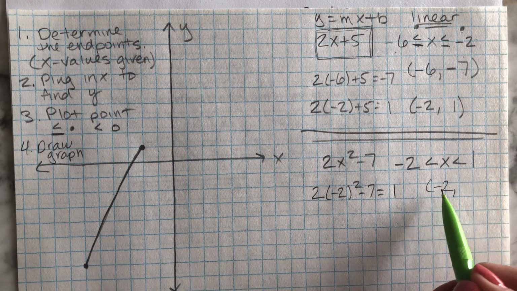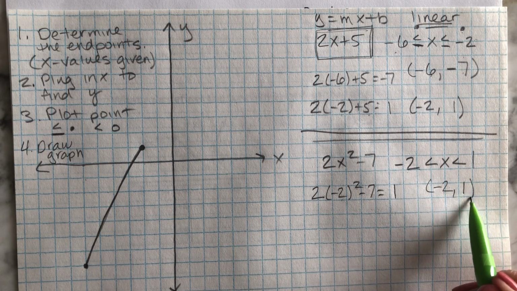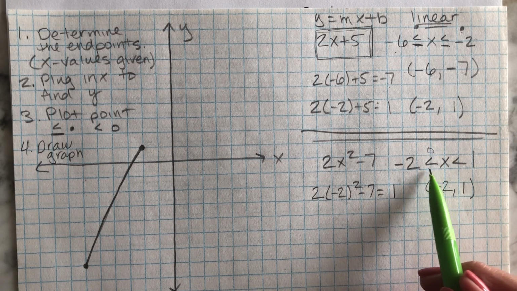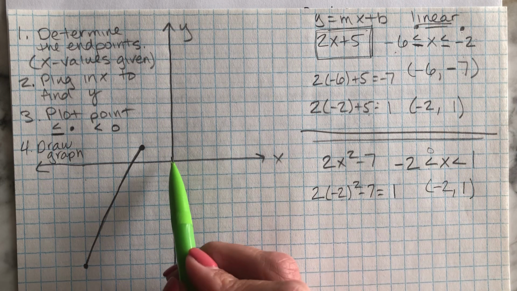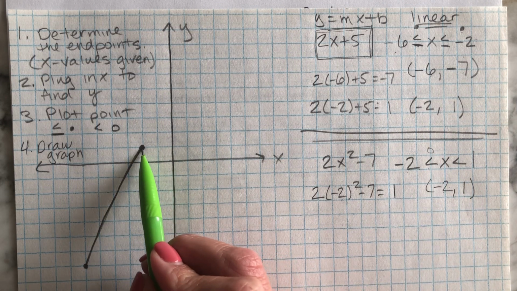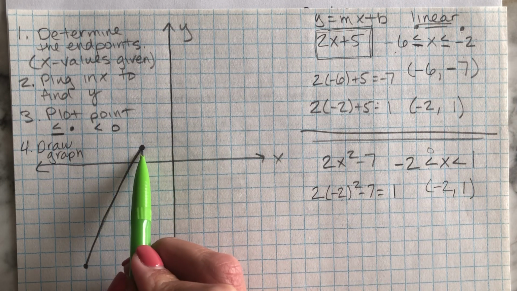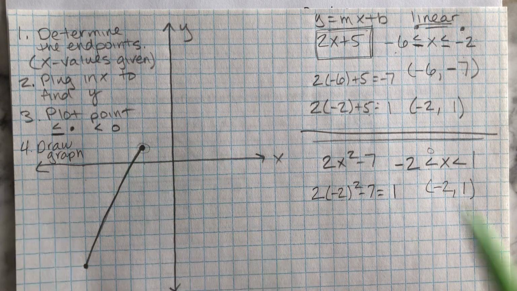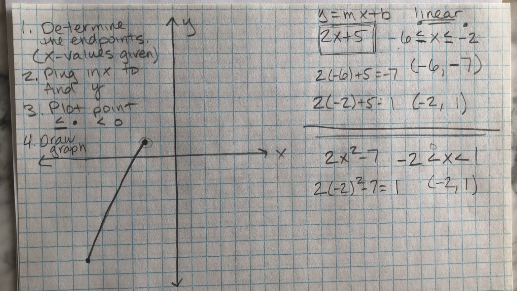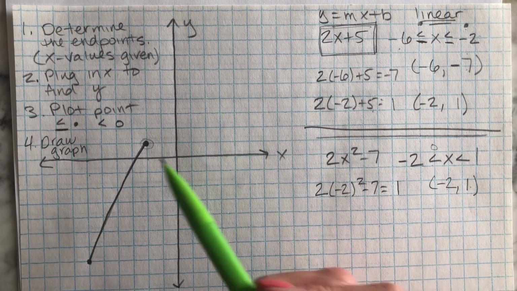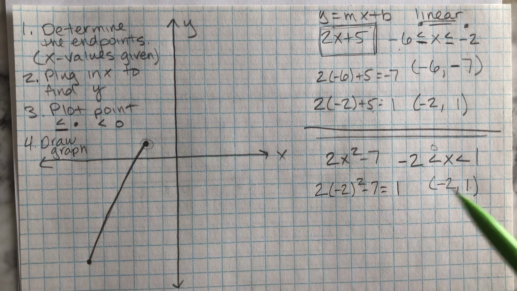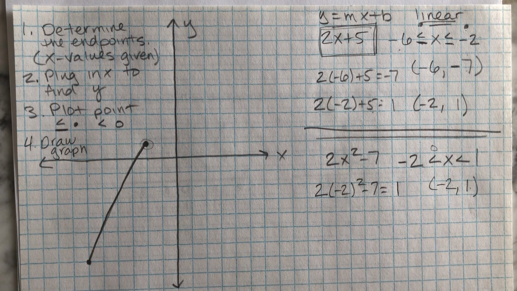So my point is -2, 1. And that's going to be open, since there's no or equal to there. So -2, 1. Oh, it's the same point. It's already solid, so I'm just going to lightly mark that so I remember where my point is. But it's going to be solid in the end. So the solid takes over the open in this case.